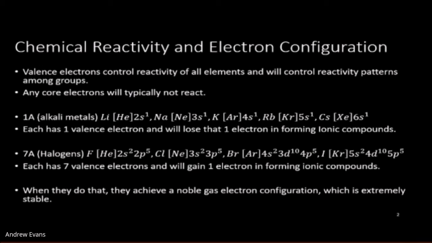Looking at the halogens, group 7A: fluorine 2s2 2p5, chlorine 3s2 3p5, bromine 4s2 3d10 4p5, iodine 5s2 4d10 5p5. Between the s and the p electrons, they essentially have 7 valence electrons. In order to get to 8, they will typically gain 1 electron when they form an ionic compound. When they do this, they form the noble gas electron configuration.